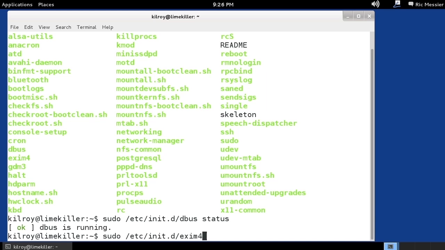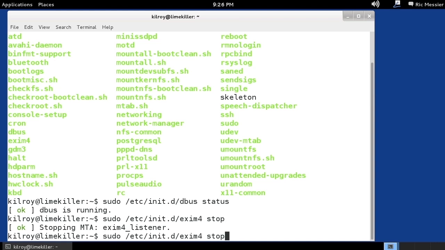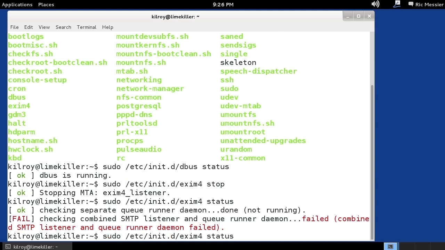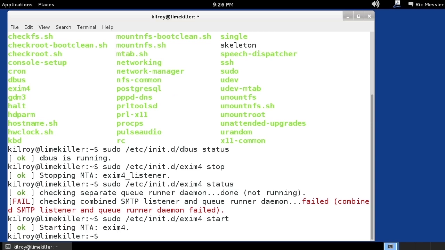So let's do Exim4, which is a mail server. And I can stop that. And then let's just check the status before we start it back up again. So looks like not running. Now I want to start it back up again, and we have started the service. So that's one way of managing it.